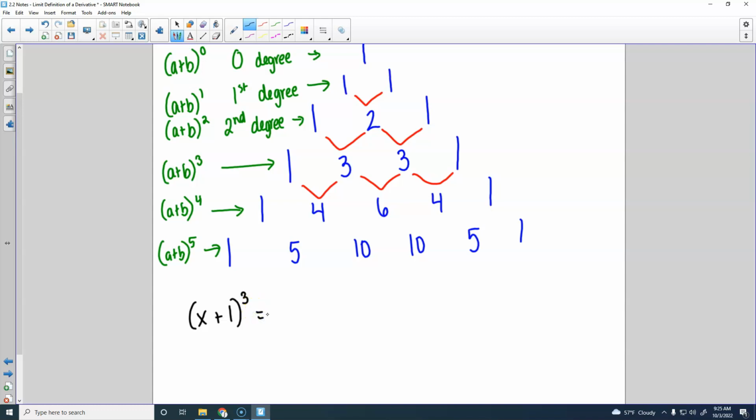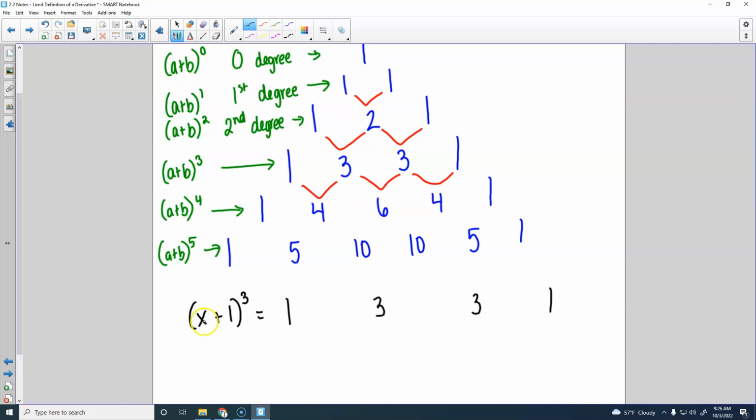Okay? The way that we use Pascal's triangle is if we've got something to the third power, we are going to use the fourth line right here, 1, 3, 3, 1, the one that's for third degree, right? So we would have 1, I'm going to leave lots of space, 3, 3, 1. Those are going to be our coefficients.